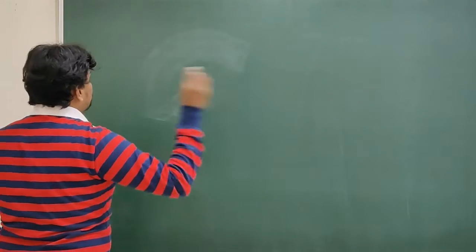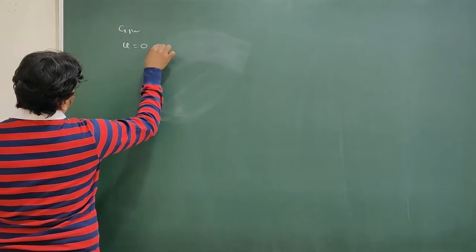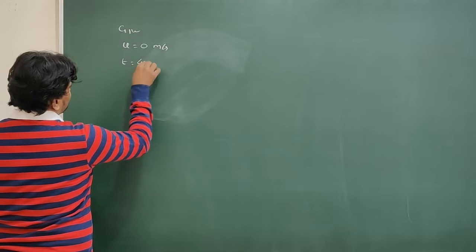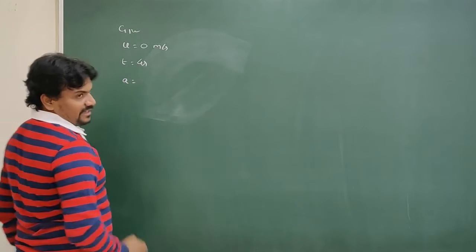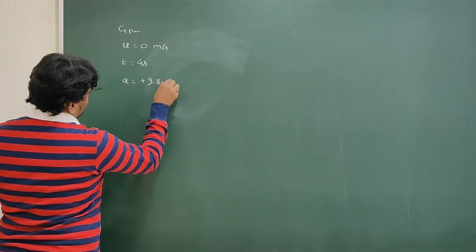See, if the object was dropped, obviously the first thing given is u is 0 meter per second. The time is 4 seconds. And more importantly, acceleration is plus 9.8 meter per second square.